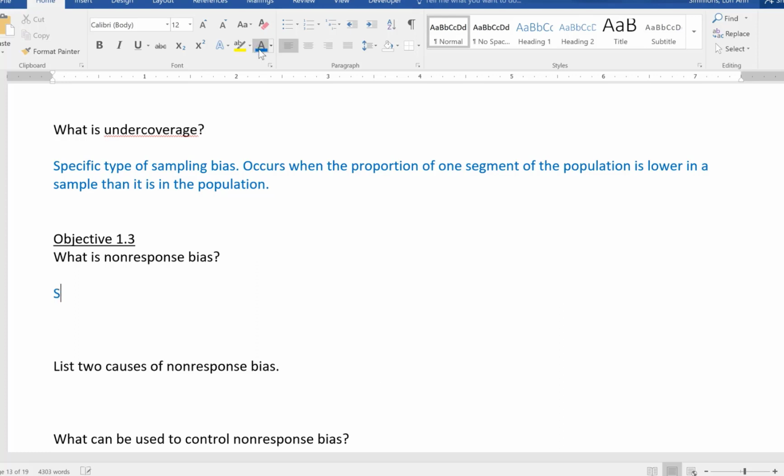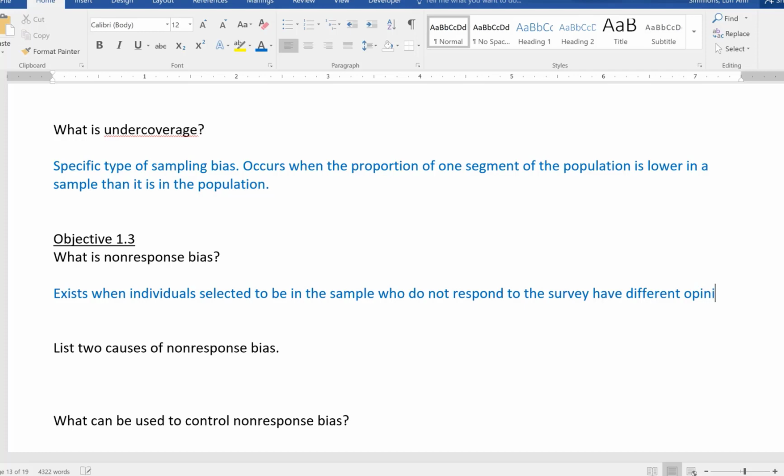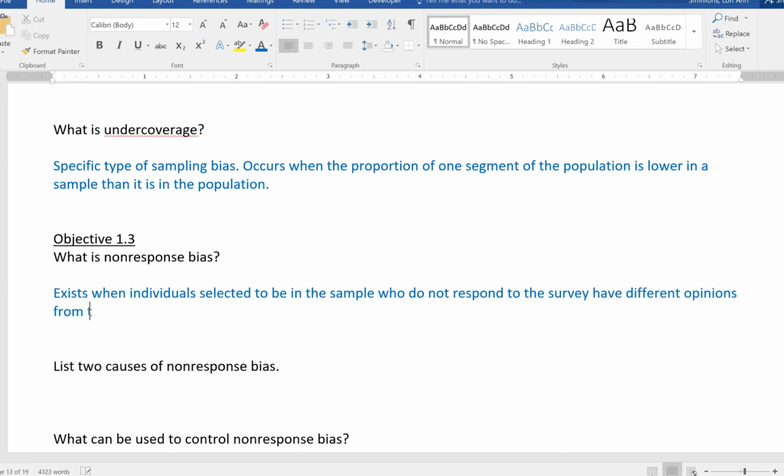Non-response bias exists when individuals selected to be in the sample who do not respond to the survey have different opinions from those who do respond.